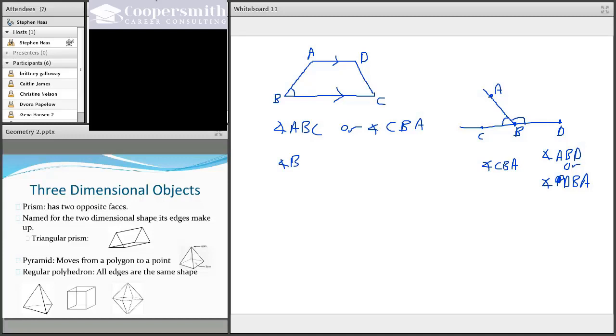Then you got the pyramid. Pyramid's another example of a 3-dimensional object where you've got one either square or rectangle on the bottom, and everything moves up to a certain point. The base is a quadrilateral at the bottom, and they all rise to a particular point. And then you've got these polyhedrons, which are different types of shapes.